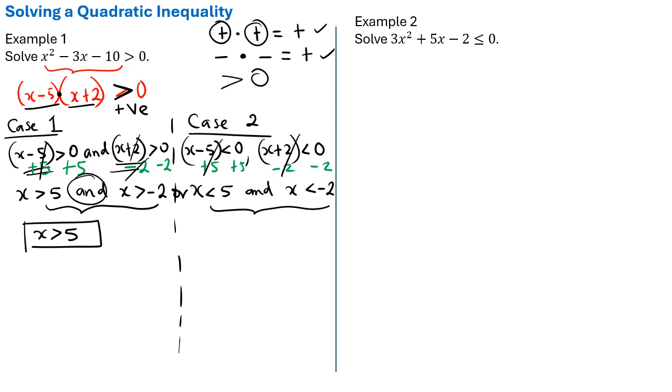Now you also can do the same here. If x is less than 5 and x is less than negative 2, negative 2 is less than 5. So in that case, you have to choose this. So you choose x is less than negative 2.